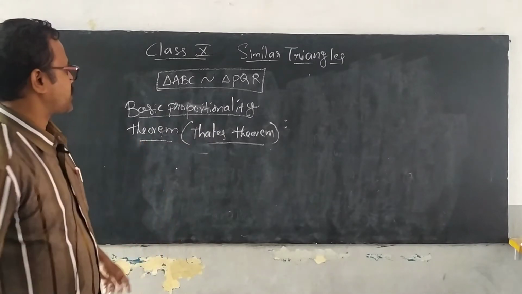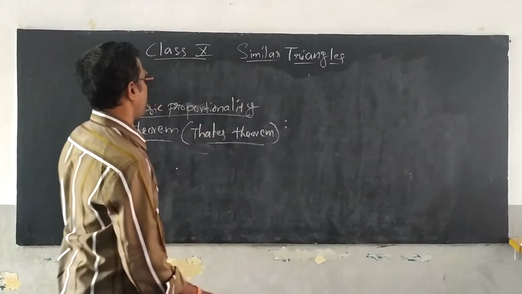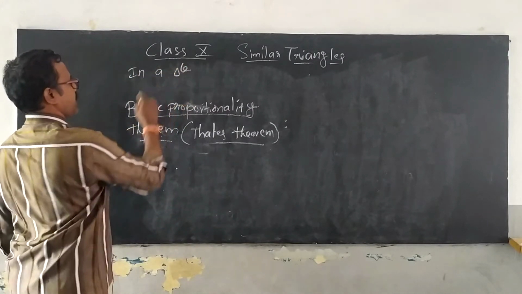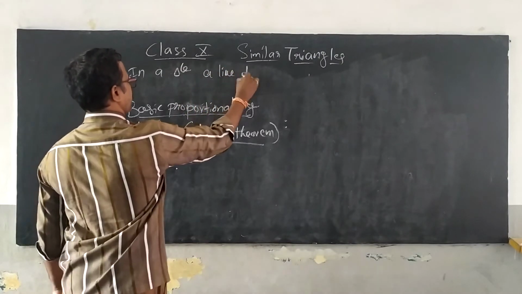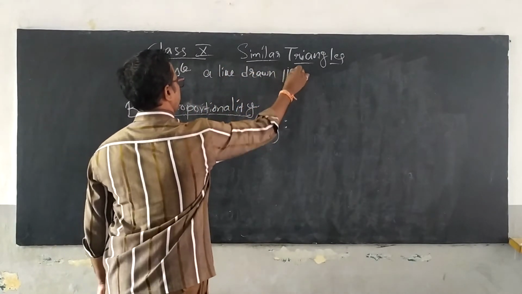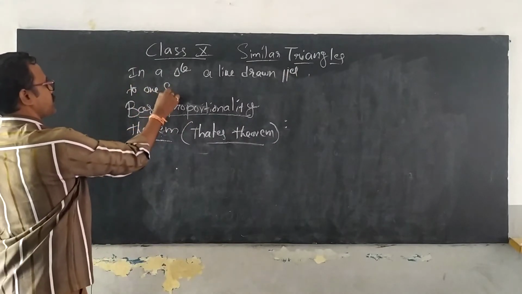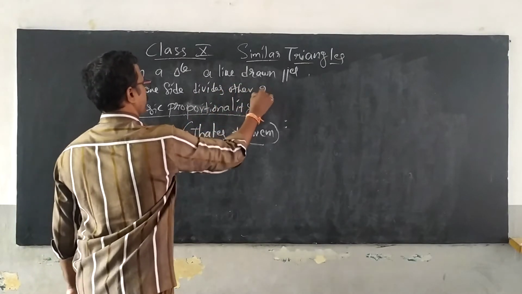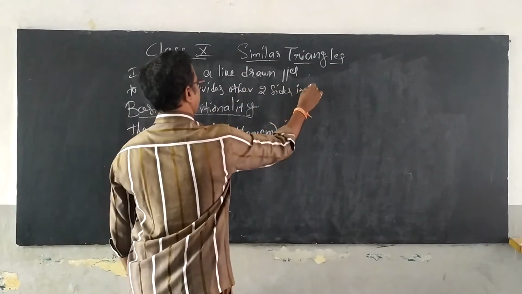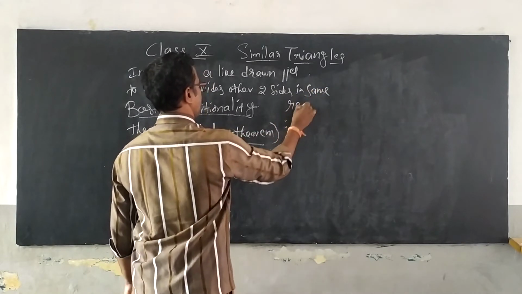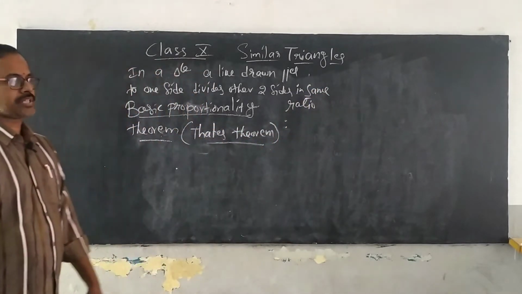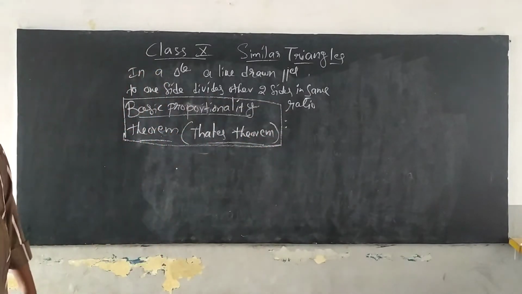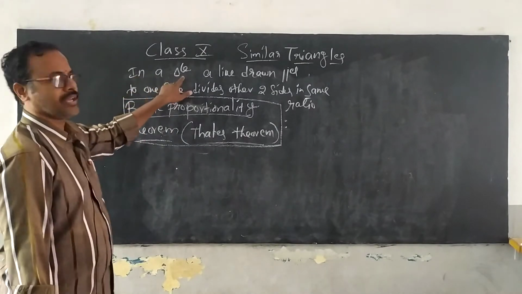So what is the statement of this theorem? I make you remember the statement: in a triangle, a line drawn parallel to one side divides the other two sides in the same ratio. This is the statement of the basic proportionality theorem. Remember once again, in a triangle.